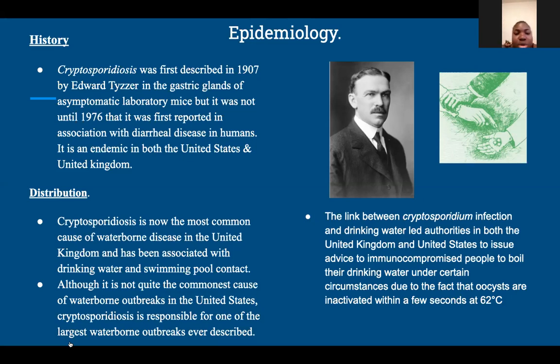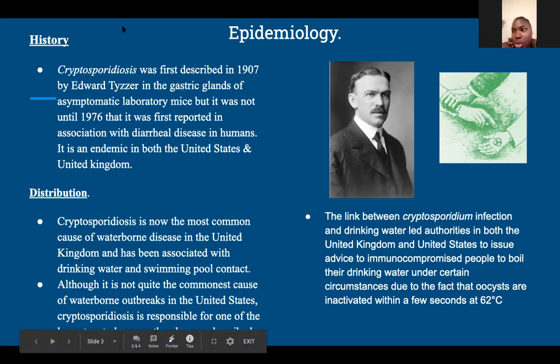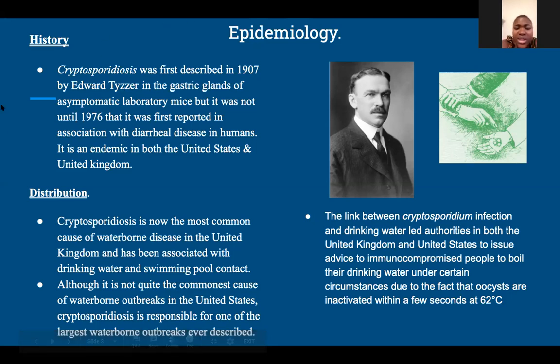As for distribution, crypto is a common cause of waterborne disease in the United Kingdom and has been associated with drinking water and swimming pool contact. People who go swimming are where they mostly get infected. The link between crypto infection and drinking water led authorities in both the United Kingdom and United States to advise immunocompromised people to boil their water before drinking. Crypto oocysts are inactivated at about 62 degrees, so boiling the water kills the oocysts.